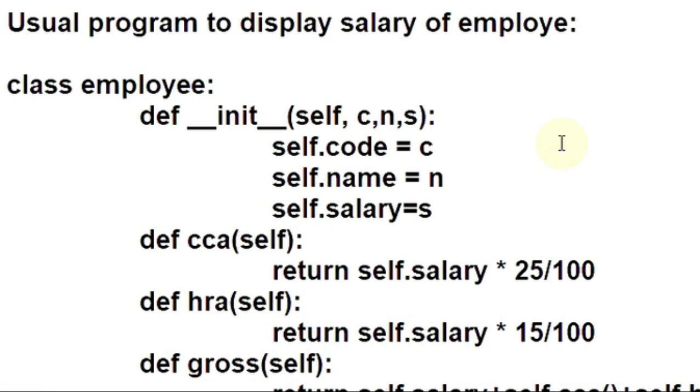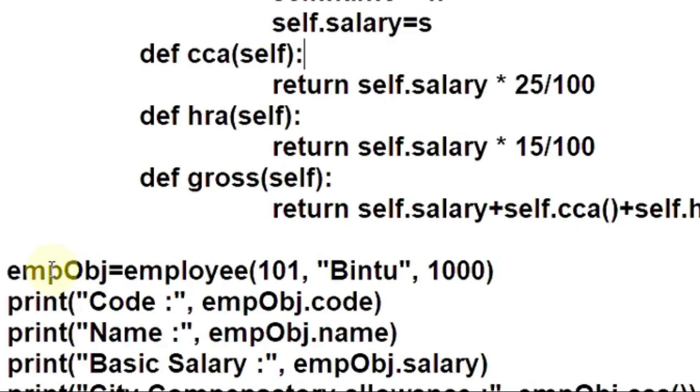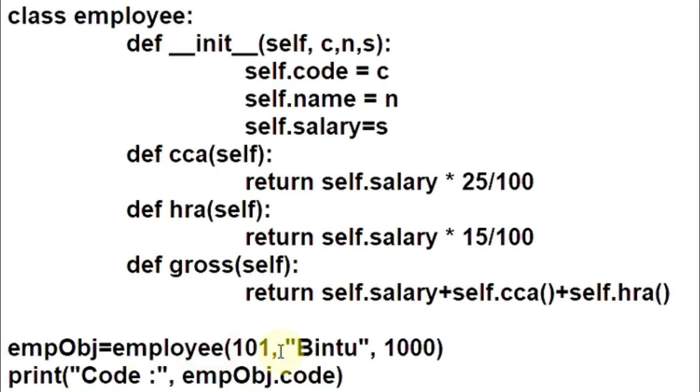Now, we'll understand about the private method. Just first try to understand this simple usual program of calculating salary of employee. We'll start from the main function. You are making an object empobj of employee class. You are passing 3 arguments 101, bin2 and 1000. This is code, name and salary. These arguments will be assigned to these parameters C, N and S, and from the parameters C, N and S, these will be assigned to code, name and salary attributes.